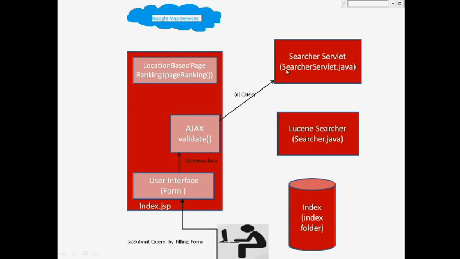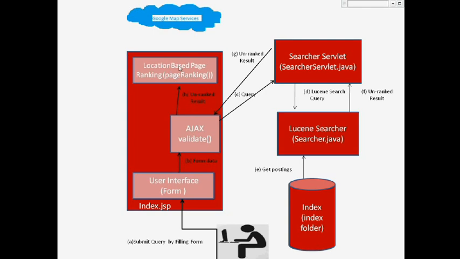The searcher servlet will then convert this query into the Lucene search query and submit it to the searcher.java, which makes use of the Lucene searcher API, which will get all the postings which satisfy the user's query. All the unranked results are submitted to the searcher servlet, which will then submit it to the AJAX. Now the validate function will make a call to the page ranking algorithm, which will perform the actual location based page ranking.